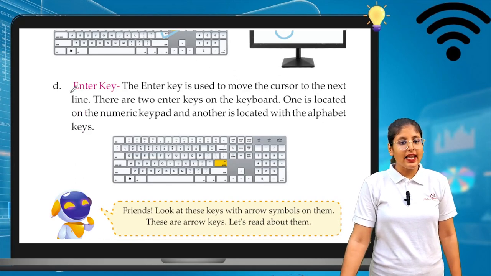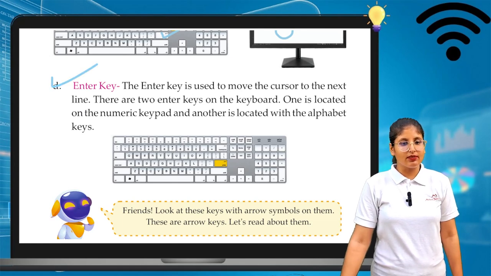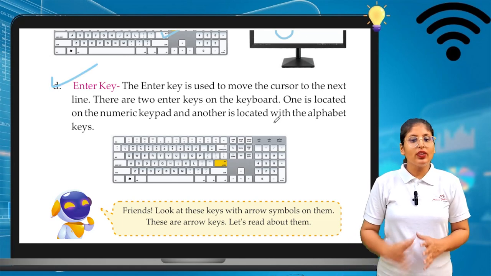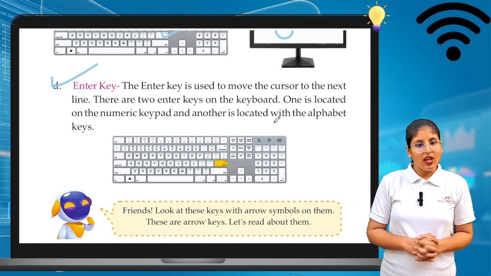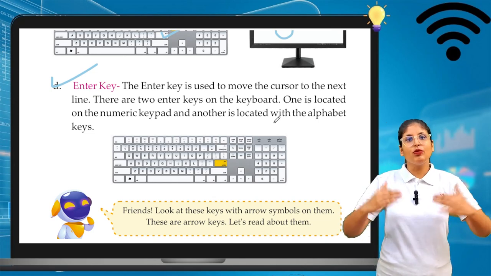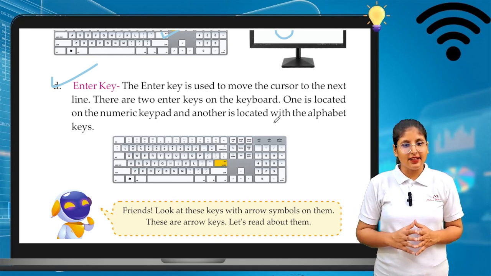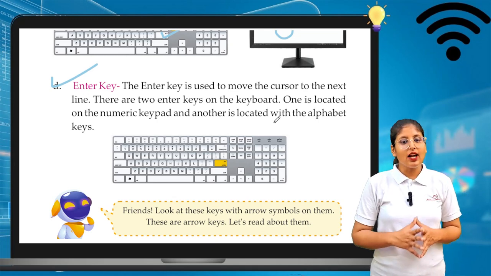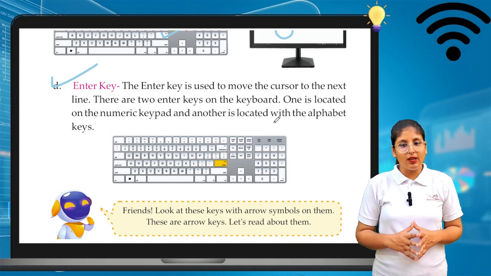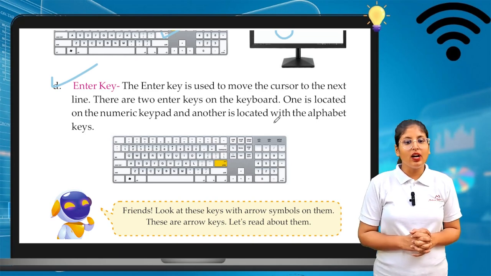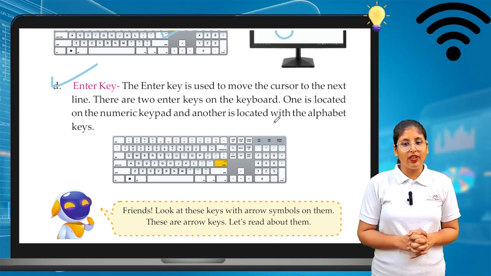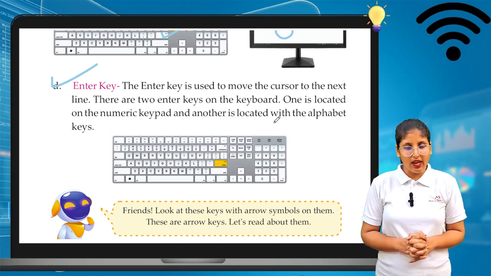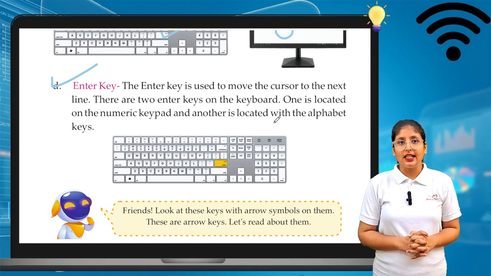Next is the enter key. The enter key is used to move the cursor to the next line. If you want to move to the next line, we can use the enter key. There are two enter keys on the keyboard. One is located on the numeric keypad and the other is located with the alphabet keys. So here we can see the enter keys.